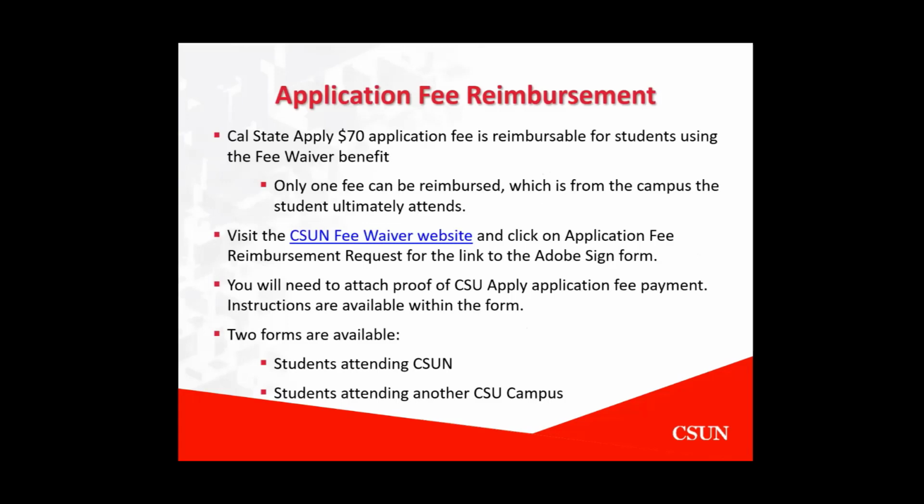Application fee reimbursement. The Cal State Apply $70 application fee is reimbursable for students using the fee waiver benefit. Only one can be reimbursed, which is from the campus the student ultimately attends. Please visit the CSUN fee waiver website and click on Application Reimbursement Request for the link to the Adobe Sign form. You will need to attach proof of Cal State Apply application fee payment. Instructions are available within the form. 2 forms are available for students attending CSUN and for students attending another CSU campus.